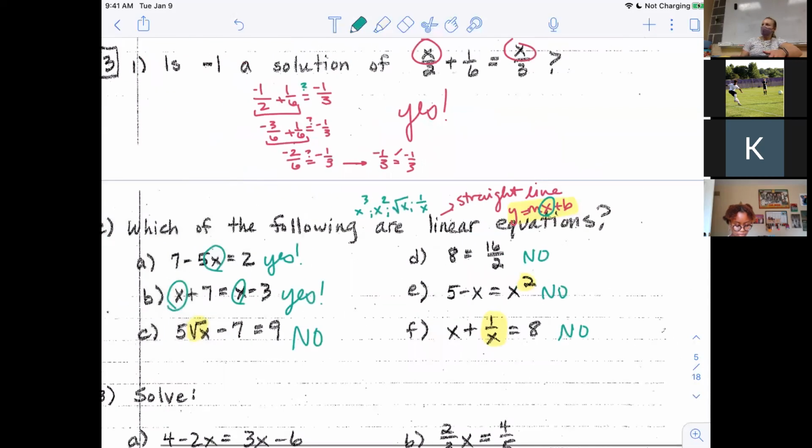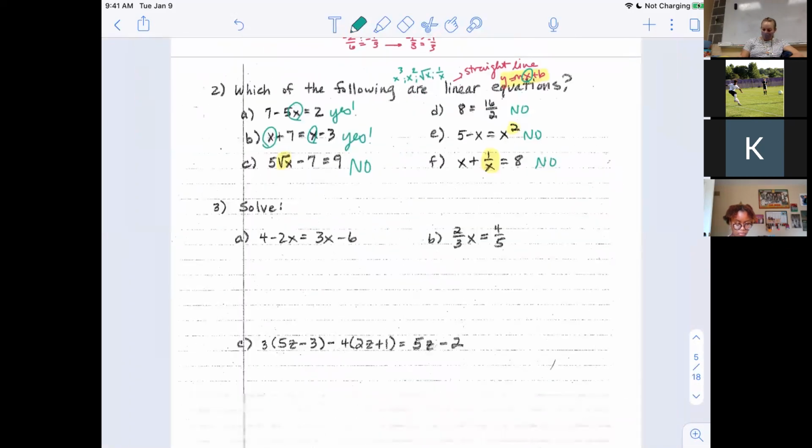It has to be very basic. Linear is the most basic that we can get. Just x by itself and then numbers. That's it. All right. Now we're going to solve. We're going to do a lot of solving.